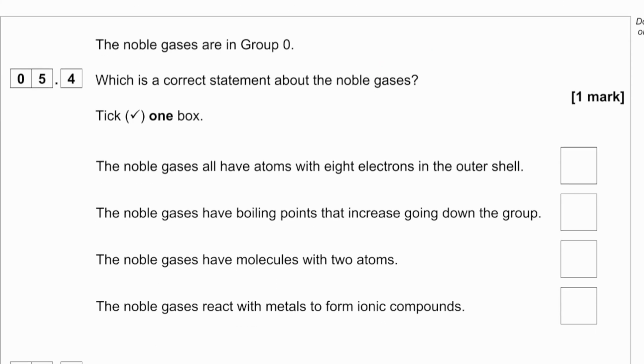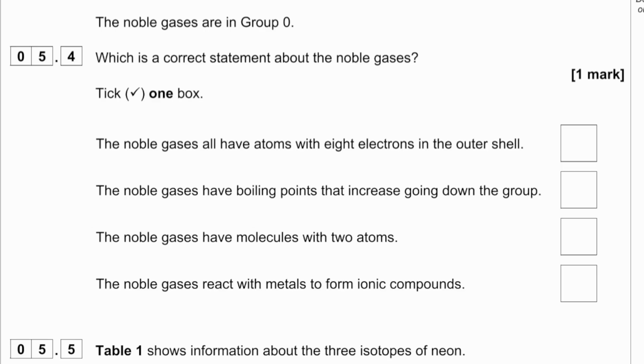Next question then, 5.4. The noble gases are in group 0, which is a correct statement about the noble gases. So the noble gases all have atoms with 8 electrons in the outer shell. Now this is not correct. You might think this is correct, but actually when you look at your periodic table, helium is also part of the noble gases, and it doesn't have 8 electrons on the outer shell. It's only got 2 electrons.